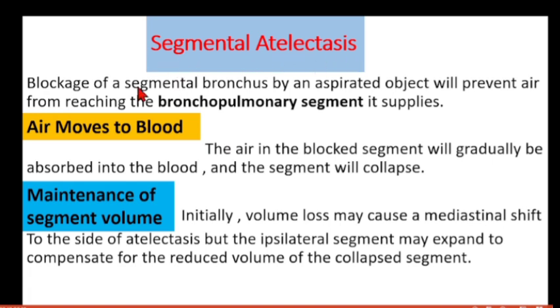Segmental atelectasis. The blockage of a segmental bronchus by an aspirated object will prevent air from reaching the bronchopulmonary segment which it supplies. Air moves to the blood.